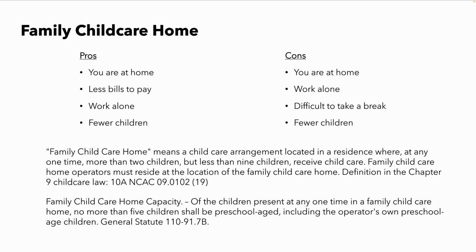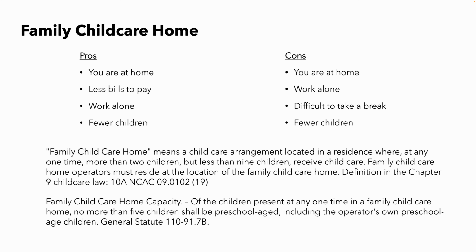Now, notice that the capacity is 5. And this includes your own children. So here's how it works. Let's say you're watching 2 children every day from 9 to 5, and people are paying you to do that. They are not related to you, so they're not a grandkid or niece or nephew. They're not your own kids. You're being paid to watch these 2 children. You do not have to be licensed for that.